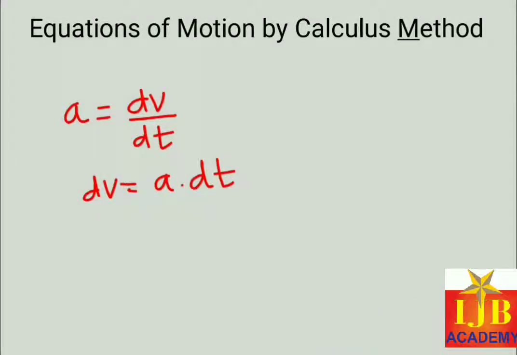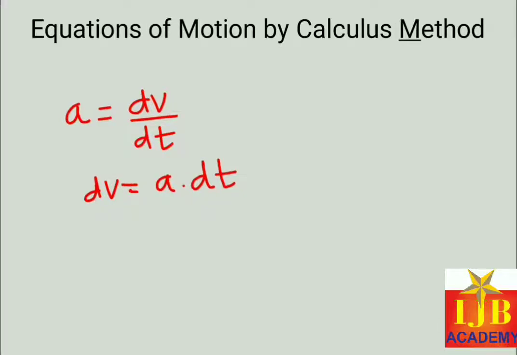First we will discuss how we derive the first equation of motion, which is v is equal to u plus at. For that, we are taking the equation for acceleration, a is equal to dv by dt, that is the rate of change of velocity. And you can rewrite that equation as dv is equal to a dt.